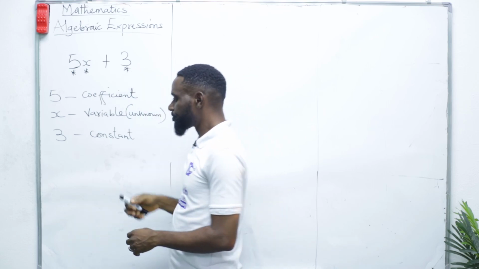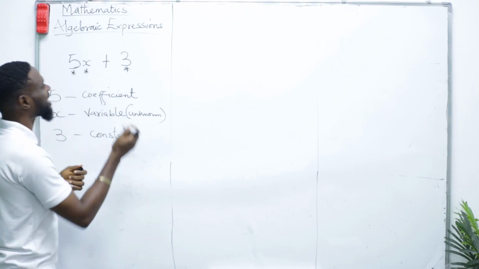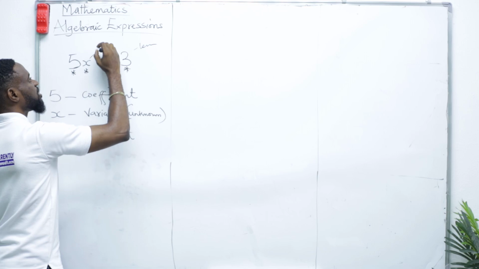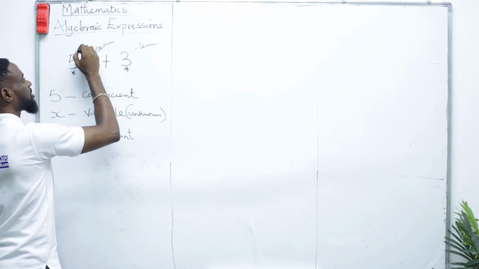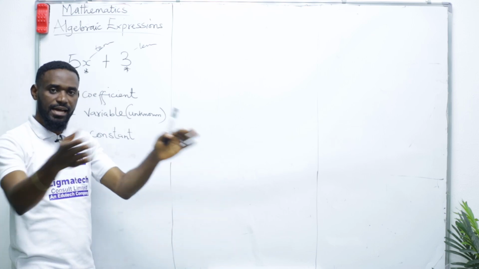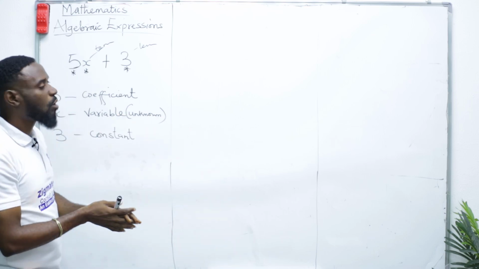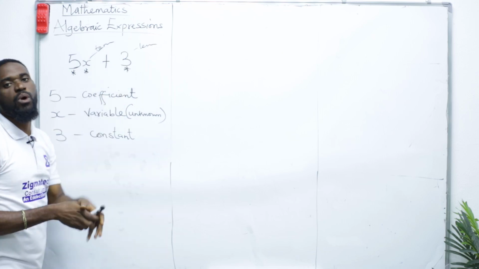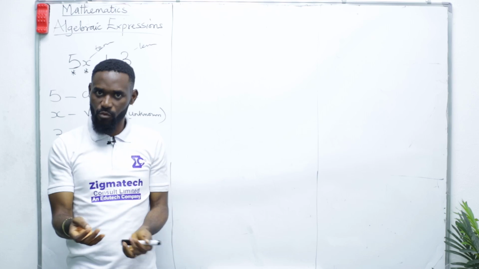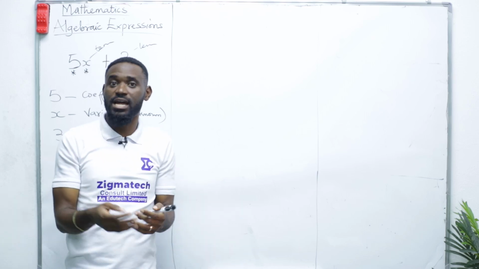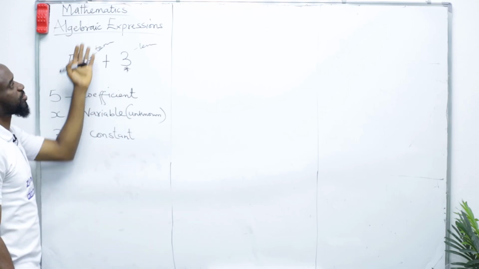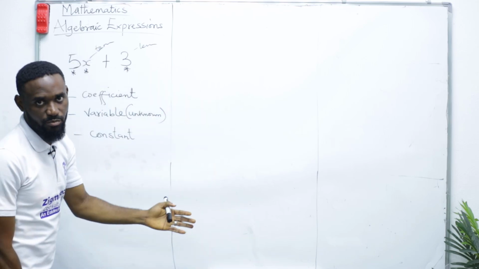Now, this 3 is a term. This is also a term. Like this 5x is also a term. So terms together are what we call expressions. When we have a term and another term, and we have this algebra occurring together, that is an expression of them. That is why we call this kind of thing algebraic expressions. Do you understand the point now?